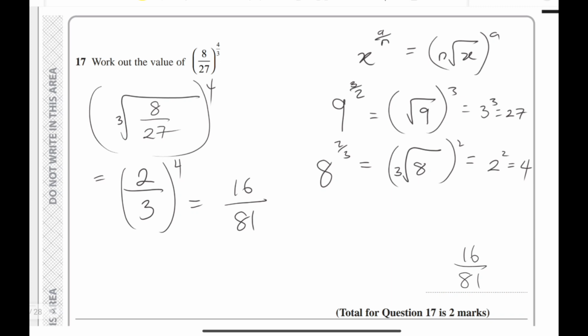I hope this makes sense. If you get confused, check my channel for videos on the laws of indices. I've made a comprehensive video on that.